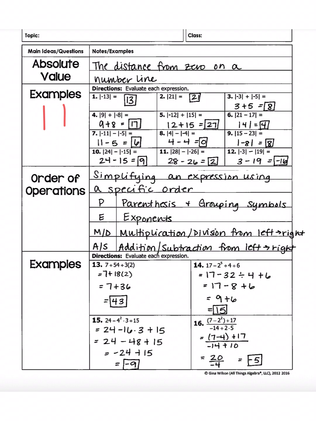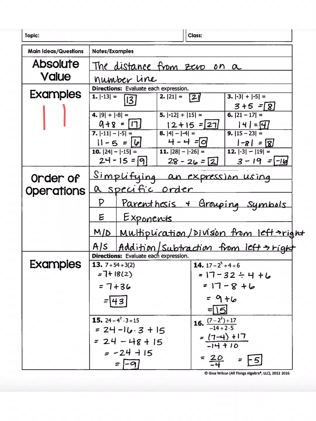So let's look at the first example. How far away is negative 13 from 0? 13. How far away is 21 from 0? 21. Okay. Notice, whatever is in these bars, you're making it positive. If it's inside the bars, you make it a positive number because distance is always positive.